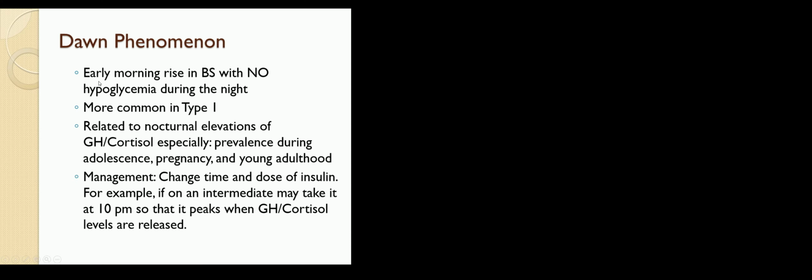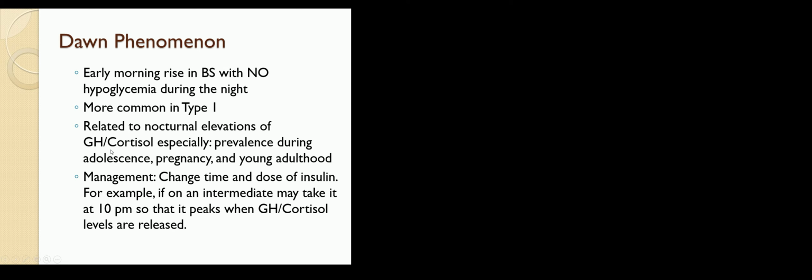Okay, the dawn phenomenon is early morning rise in blood sugar with no hypoglycemia during the night. So this is more common again in type 1, so you're going to see these in type 1. It's related to nocturnal elevations of growth hormone and cortisol, especially prevalent during adolescence, pregnancy, and young adulthood. So we call this the dawn phenomenon, but mainly you're going to see this with your adolescents. And part of that is because of the growth spurt.